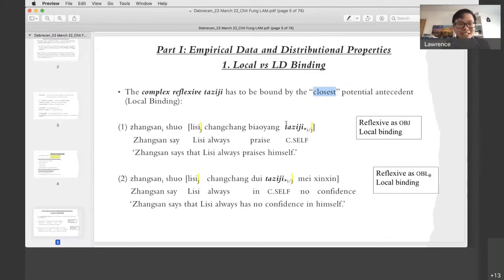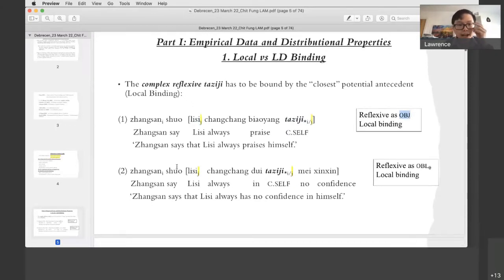All right, so let's take a look at data. Example 1, for example: Zhang San says that Li Xu always praises himself. What happened here is that there are two potential antecedents, Zhang San and Li Xu, and the complex reflexive is always being bound by the one closer to it, Li Xu. In this sentence, the complex reflexive is the object. So it assumes the object function.